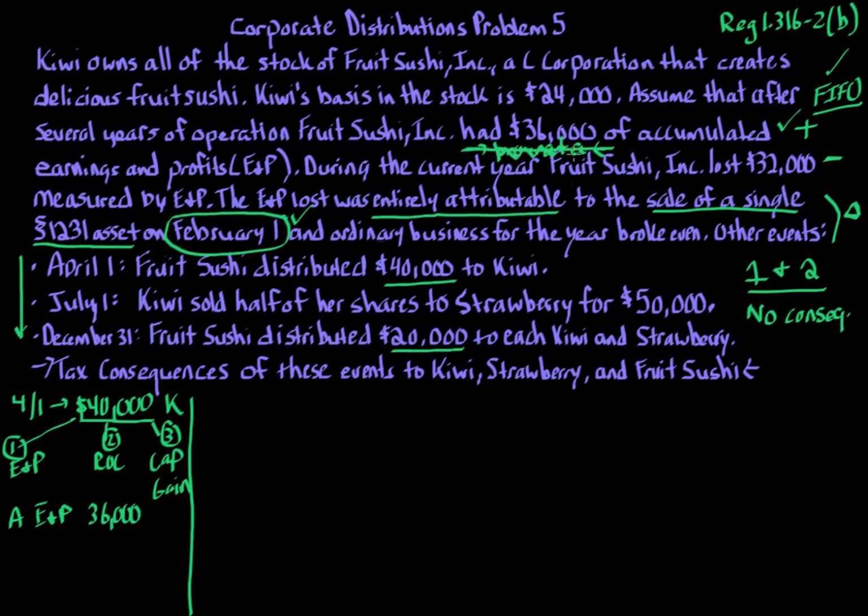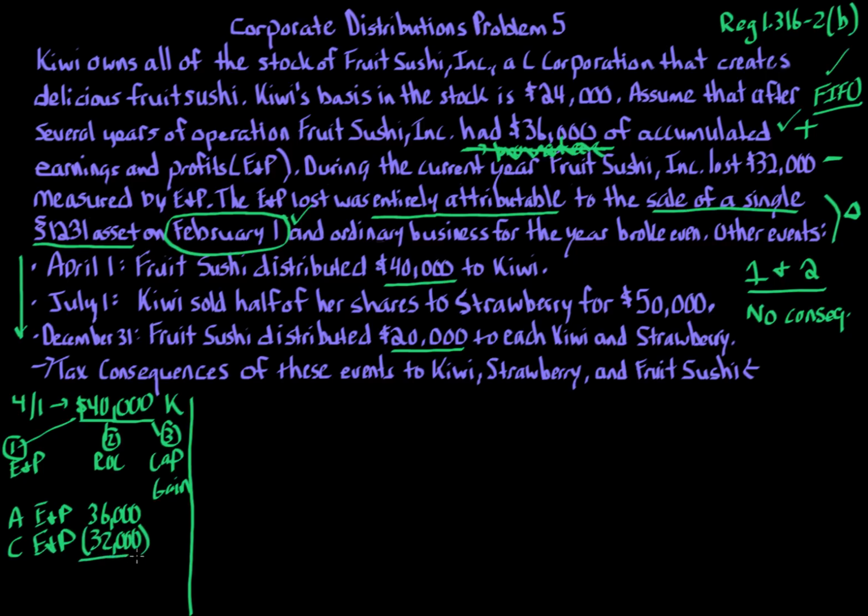We look and say all 32,000 of that loss happened on February 1st. So for every event after February 1st, we have to take into account the 32,000. And that's exactly what we do. The current EMP, as of April 1st, because we already have this event occurring, is negative 32,000.